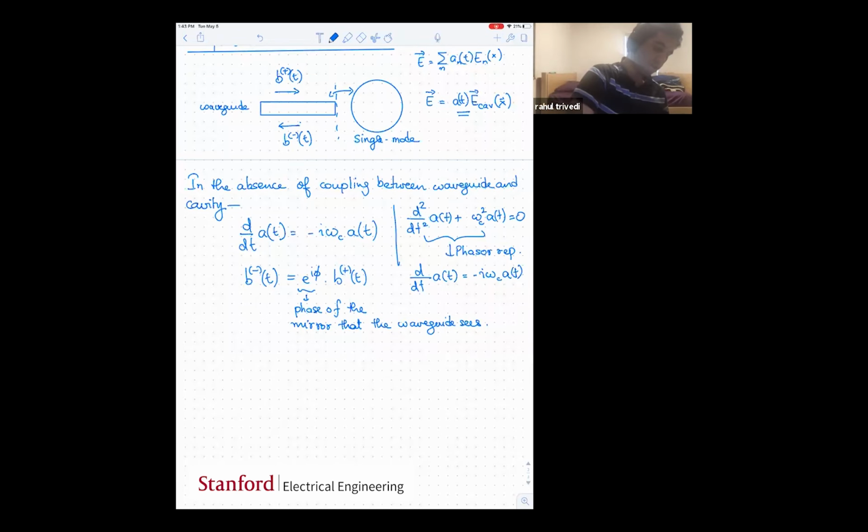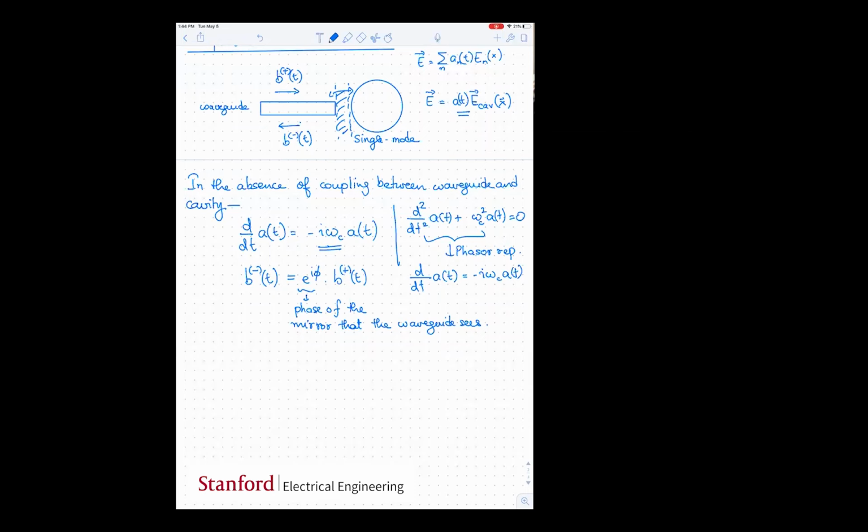Okay, so if you have no coupling between them, so that means you have some kind of an ideal mirror sitting here. This cavity just oscillates at frequency omega c, whereas the input of the waveguide is just reflected with some phase to give you the output, right? Does this make sense? Are there any questions here?